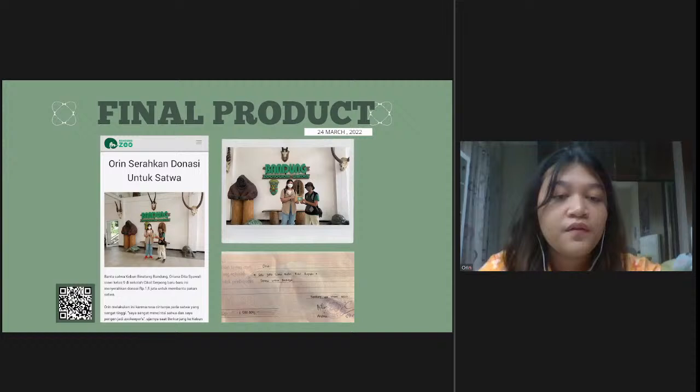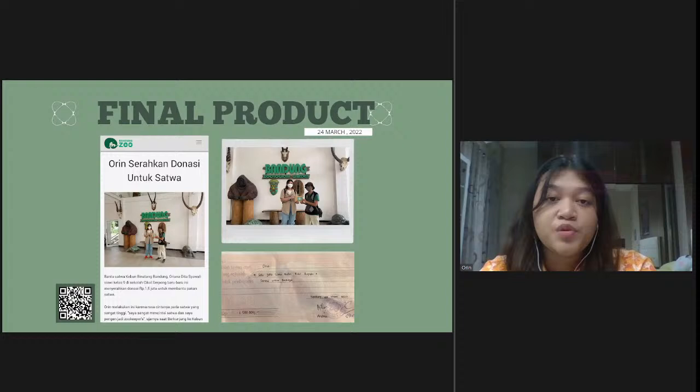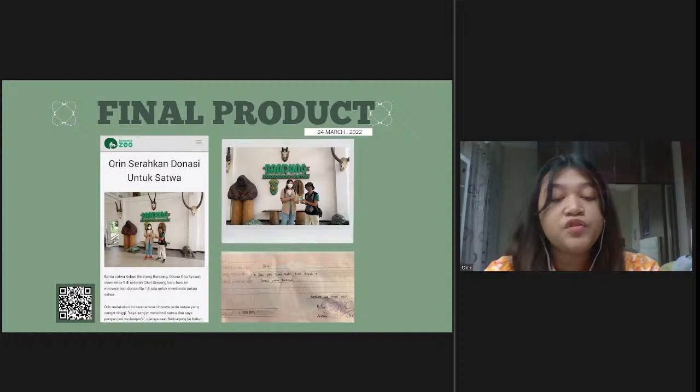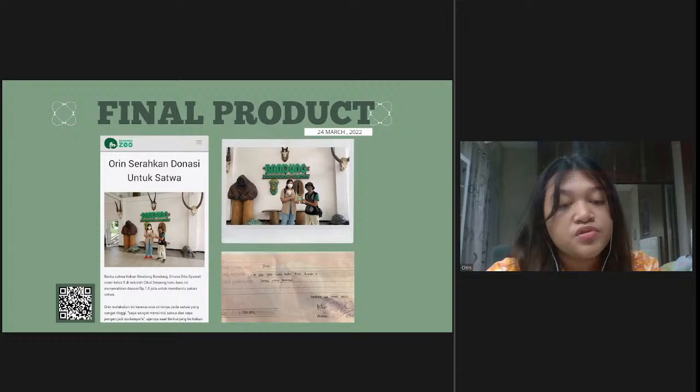Finally, after 2 months of taking actions by selling the product, which is Thai tea and coffee, I have finally collected around 1,500,000 rupiah to donate to the Bandung Zoological Garden on 24th March 2022, last month, and it went really well. I met Pak An and gave the donation money to him. And on the left here, as you can see, there's a Bandung Zoological website. They wrote articles about my donations and also my project about Sato in the City. So if you want to check them out more, you can scan the QR code down there.